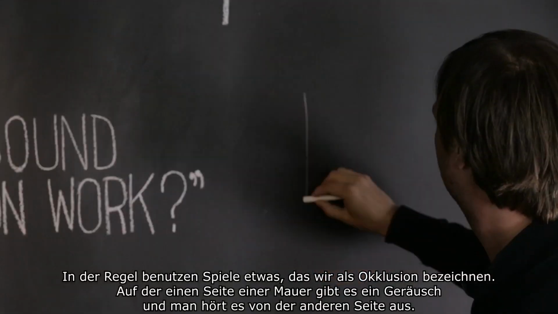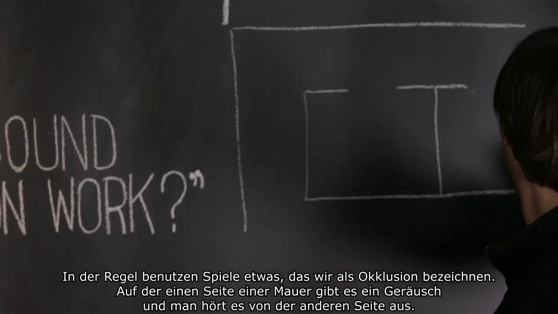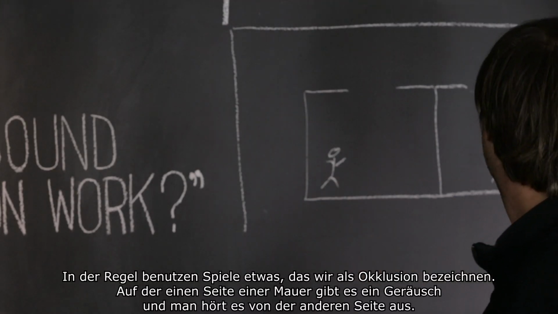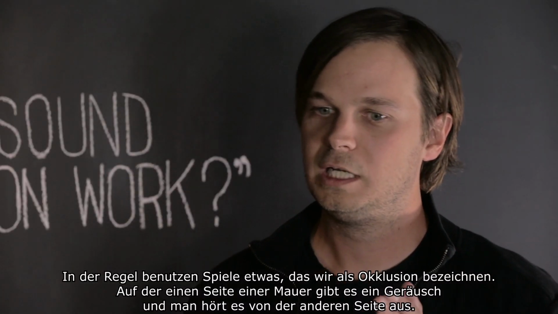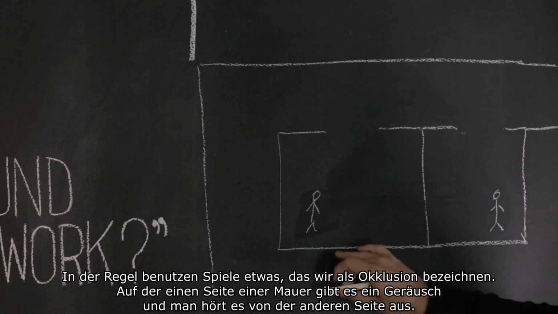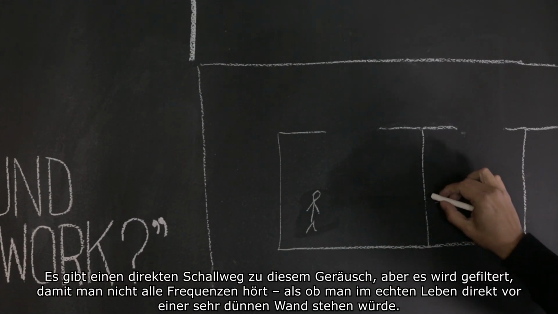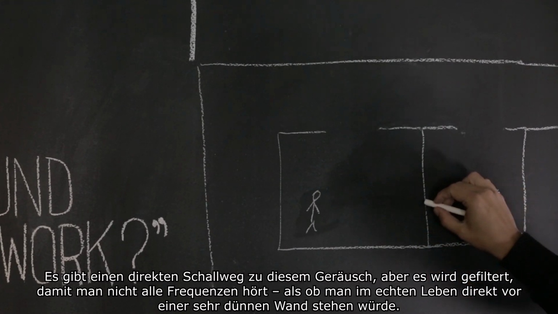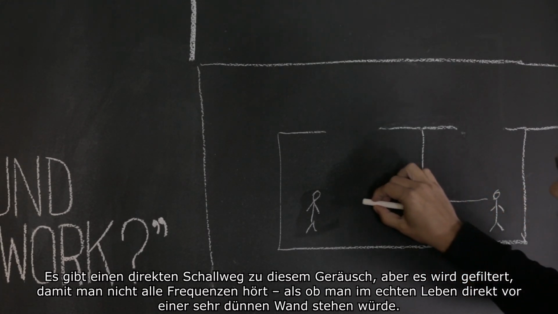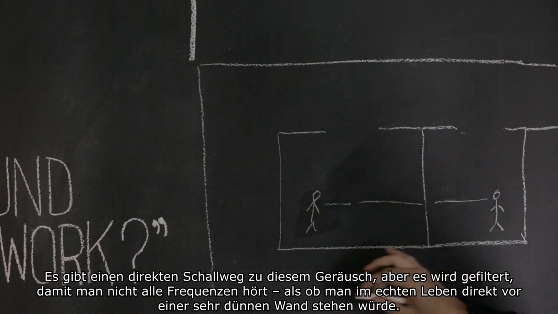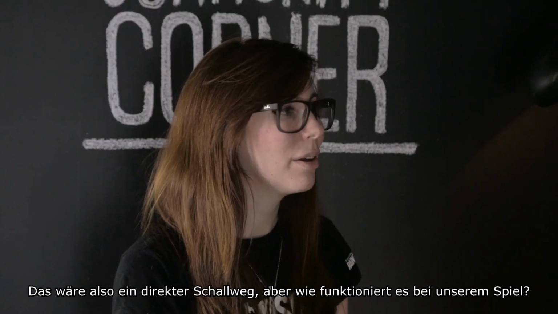So typically, what you'll find in games is what we call occlusion. Occlusion is you have a sound on one side of a wall and you're listening from the other side. You'll get a direct path to that sound, but it'll be filtered, so you won't hear all the frequencies, as if you were right in front of a very thin wall in real life. So that would be a direct path? Yeah, that would be a direct path.